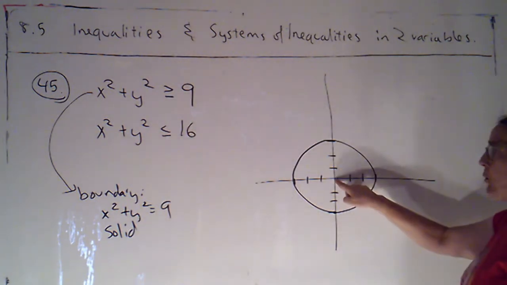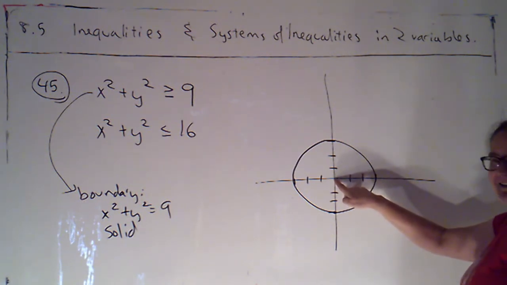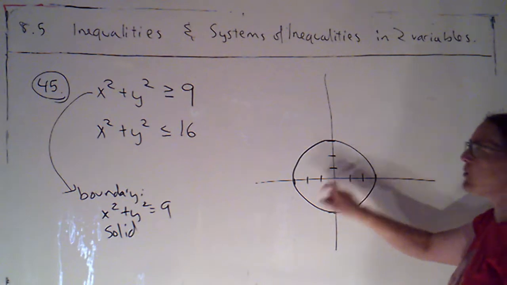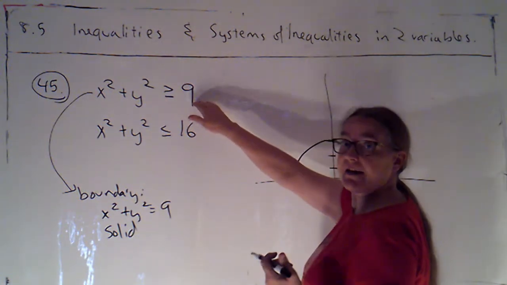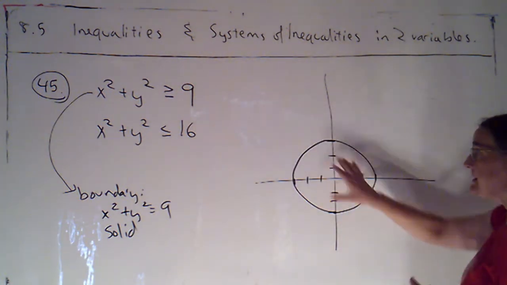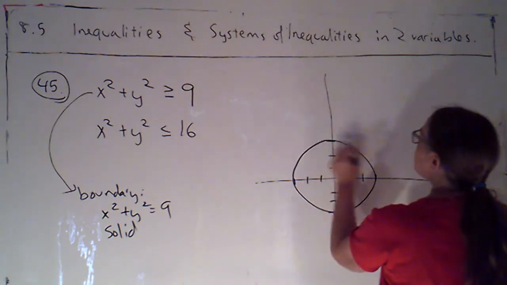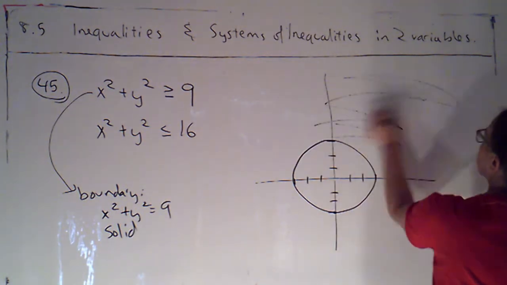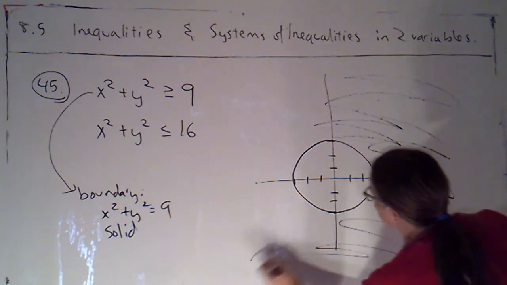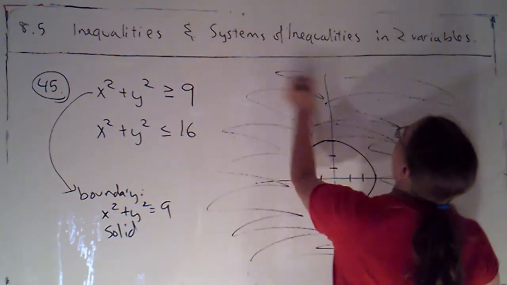Now if I choose the origin as a test point, x and y are both 0, square them, add them together, I still have 0, that is not bigger than or equal to 9. So I am not shading inside this circle, I would be shading outside the circle. And I'm just going to sort of shade like so.